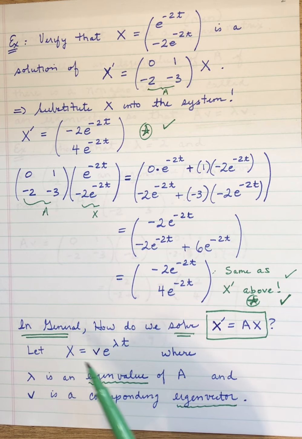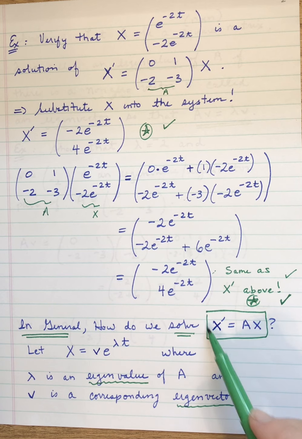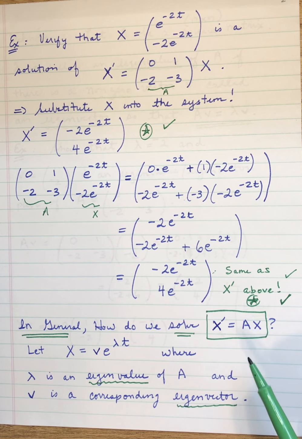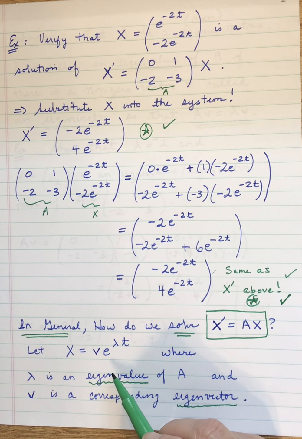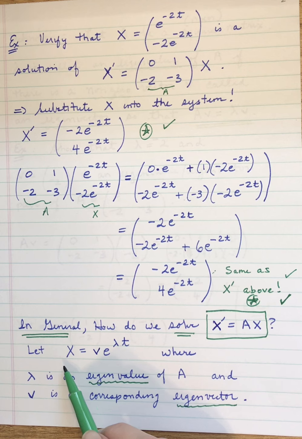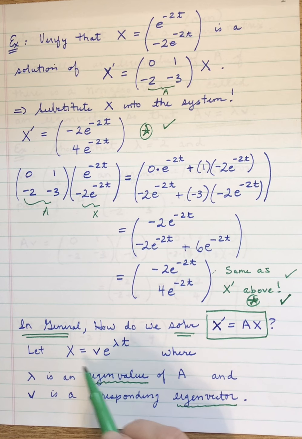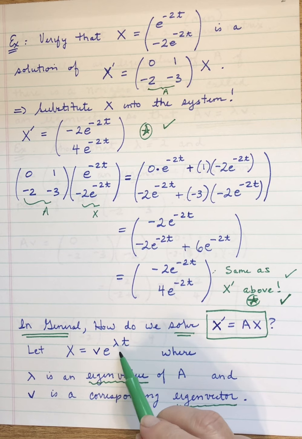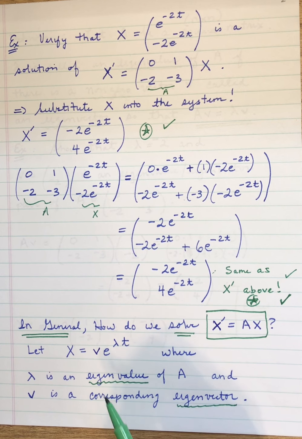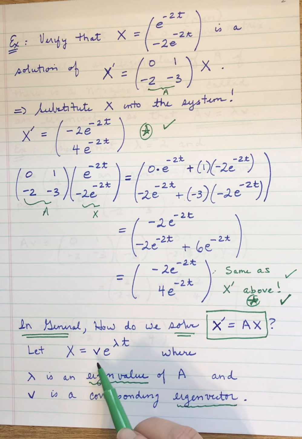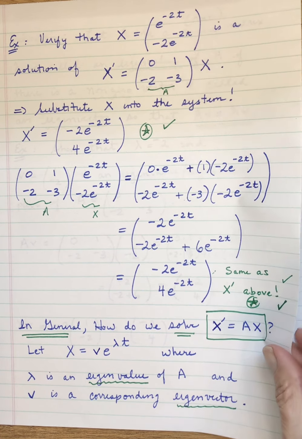So in general, how do we solve a first order system? X prime equals AX. Well, just like we did with first order and second order, we assume a solution has a certain form. Here we assume our solution looks like v, a vector, times e to the lambda t power. Well, this lambda is called an eigenvalue of the matrix A, and v is the corresponding eigenvector. And I'll explain those a little bit more now.